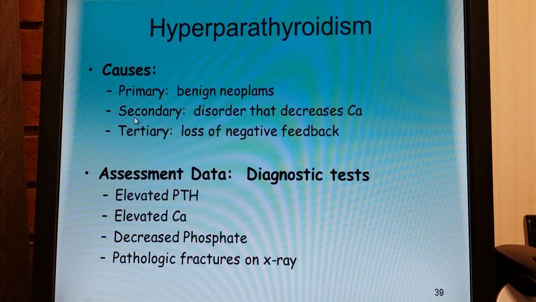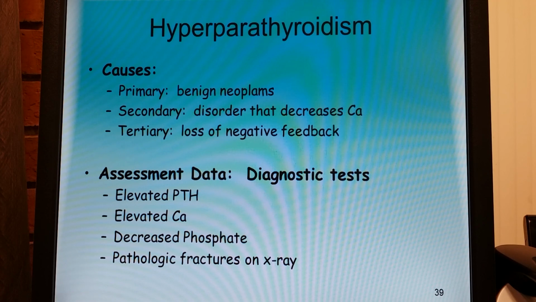Secondary would be disorders that cause a compensatory response to hypocalcemia. Hypocalcemia is the main stimulant to parathyroid hormone. Chronic kidney disease is a very common reason for a patient to have a secondary hyperparathyroidism. Malabsorption would be another. If calcium cannot be adequately absorbed, then a secondary parathyroid hormone elevation can occur.